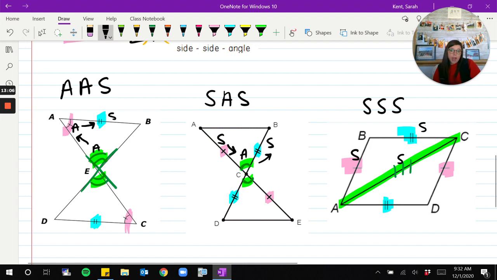So for practice, you've got quizzes and a Google form to try to see if you can identify these triangle congruents. Right. Let me know if you have any questions.